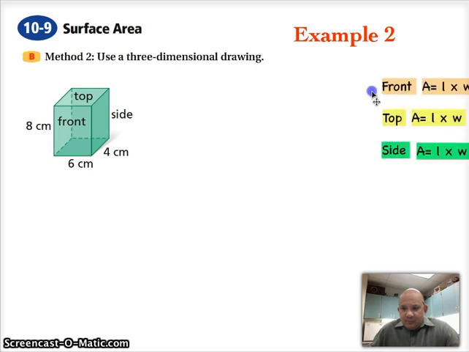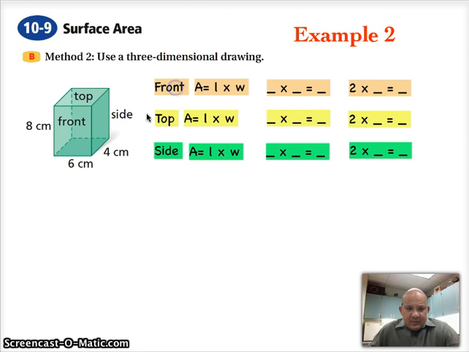And what I'm going to do is look at the front of this, and I see that it's 8 inches by 6 inches in dimension. The sides are 4 by 8, and then the top and the bottom are actually 6 by 4. So I'm going to use those dimensions to figure out area. Of course, area equals length times width.